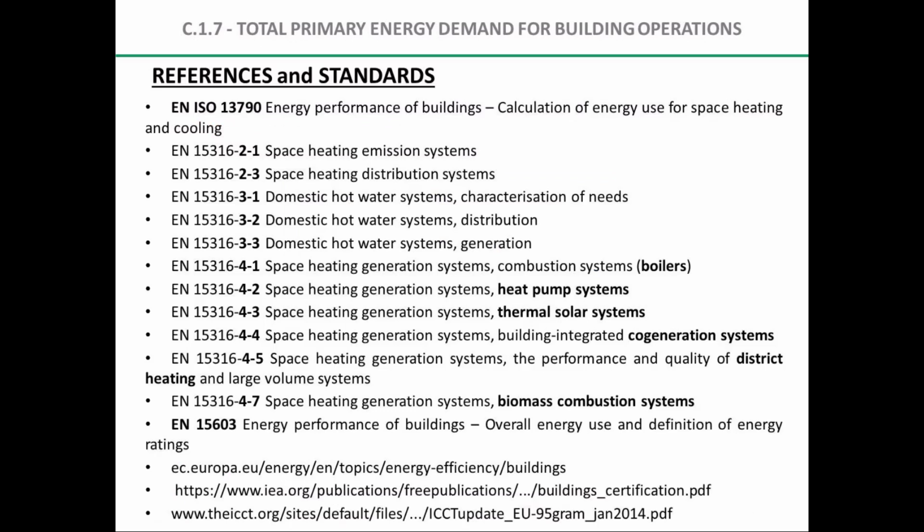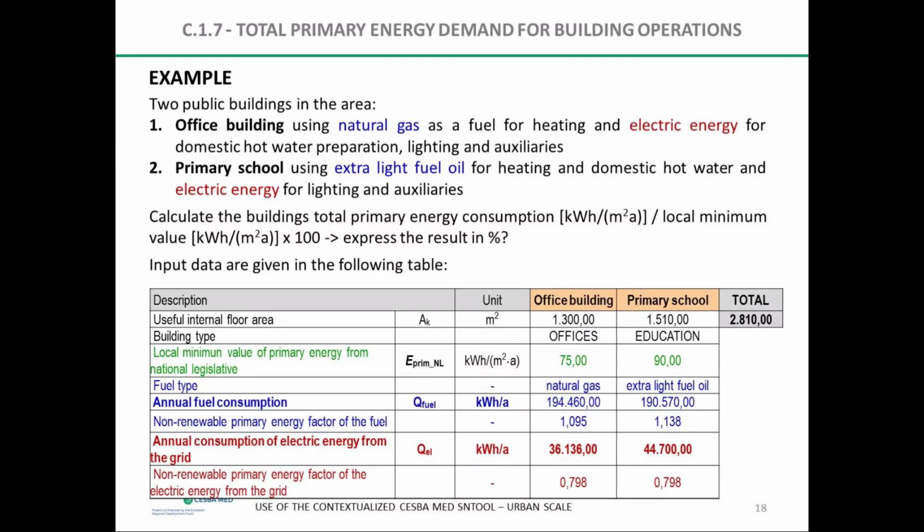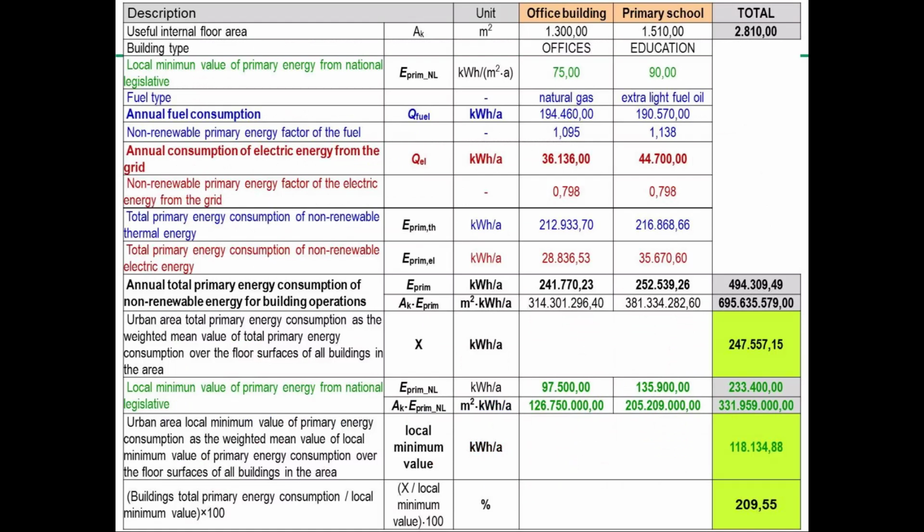Slide 16 shows a list of standards that we can use. Again, we have an example. So, in this case, we have two buildings, the office and the primary. The useful areas, the local minimum values from the national legislation, the annual values from the grids, and we obtain the energy factor in order to obtain the primary value, and then from the values that we get, we obtain the final indicator value.